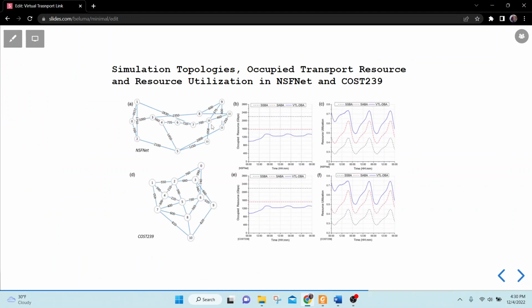These are the two topologies they tested for VTL-DBA. The first one is the SFNet topology, and the second one is the COST239 topology. Also, they have occupying transport resources based on the two topologies. You can see that occupying resources are lower than SSBA and SABA, and in resource utilization VTL-DBA is better than the other two methods.